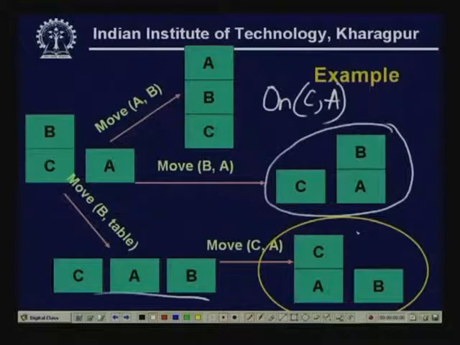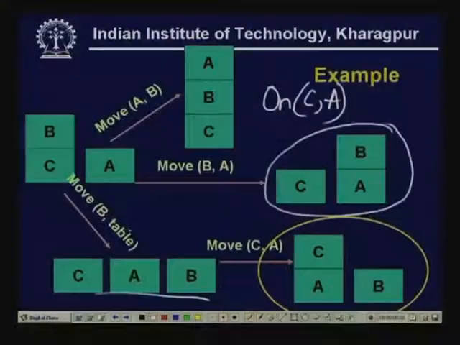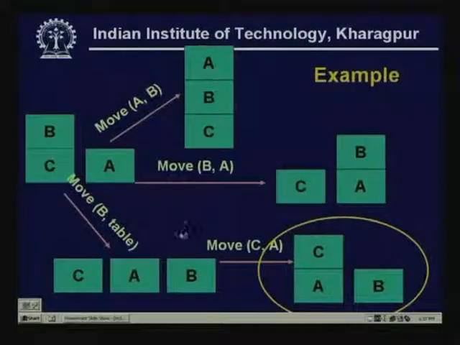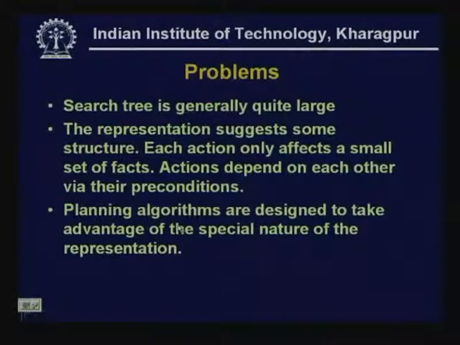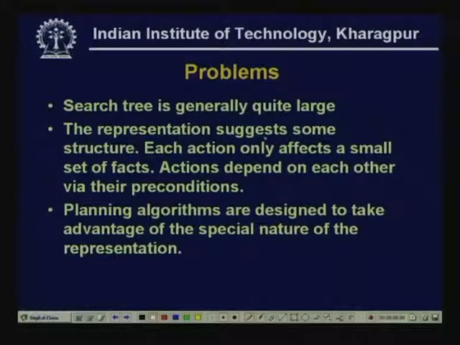So, the planning problem can be cast as a state space search problem, and we can detect whether a goal situation has been achieved. But the main problem in casting the planning problem as such a state space search problem is that the state space can be very large, because the number of actions that we can execute in a state may be very large. So, the state space may really explode. That is, the search tree is generally quite large.